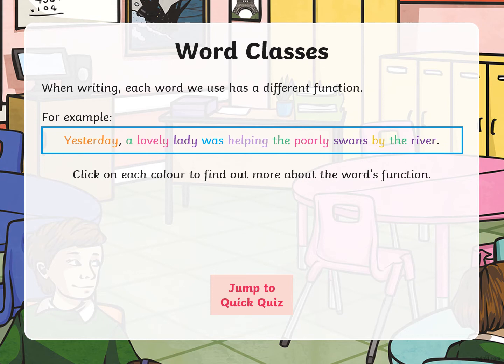Was is that to be verb. Helping is the verb. The, again, in front of the adjective and the noun. Determiner. Poorly, adjective. Swans, noun. By, preposition. The, determiner. River, noun. Every single word that you write can be put into its own word class.